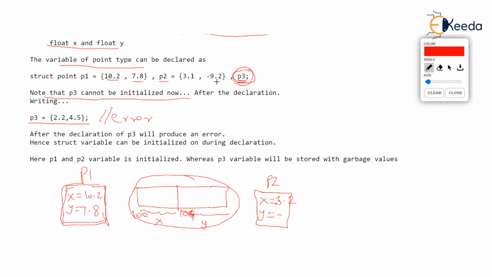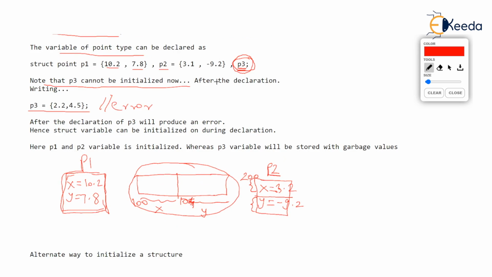Definitely P2 will have some address. Maybe P2 is loaded at address 200, then the first 4 bytes, that is 200, 201, 202, 203, will be where x will be stored and the next 4 bytes will be where y will be stored. Alright, now some more things.